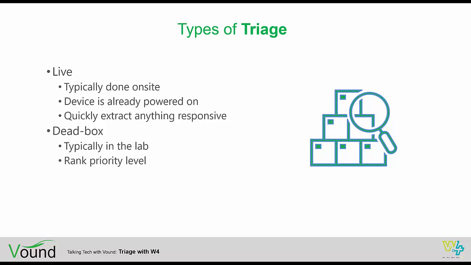Then you also have dead box, where it's typically done at the lab after all the evidence has already been collected. The goal here is to basically determine what should be examined first by ranking each device based on which is likely to contain responsive data that we're looking for. We typically don't have the time to examine and do a deep dive on everything, so you want to make sure you don't spend too much time on things that are unlikely to have anything responsive on them.